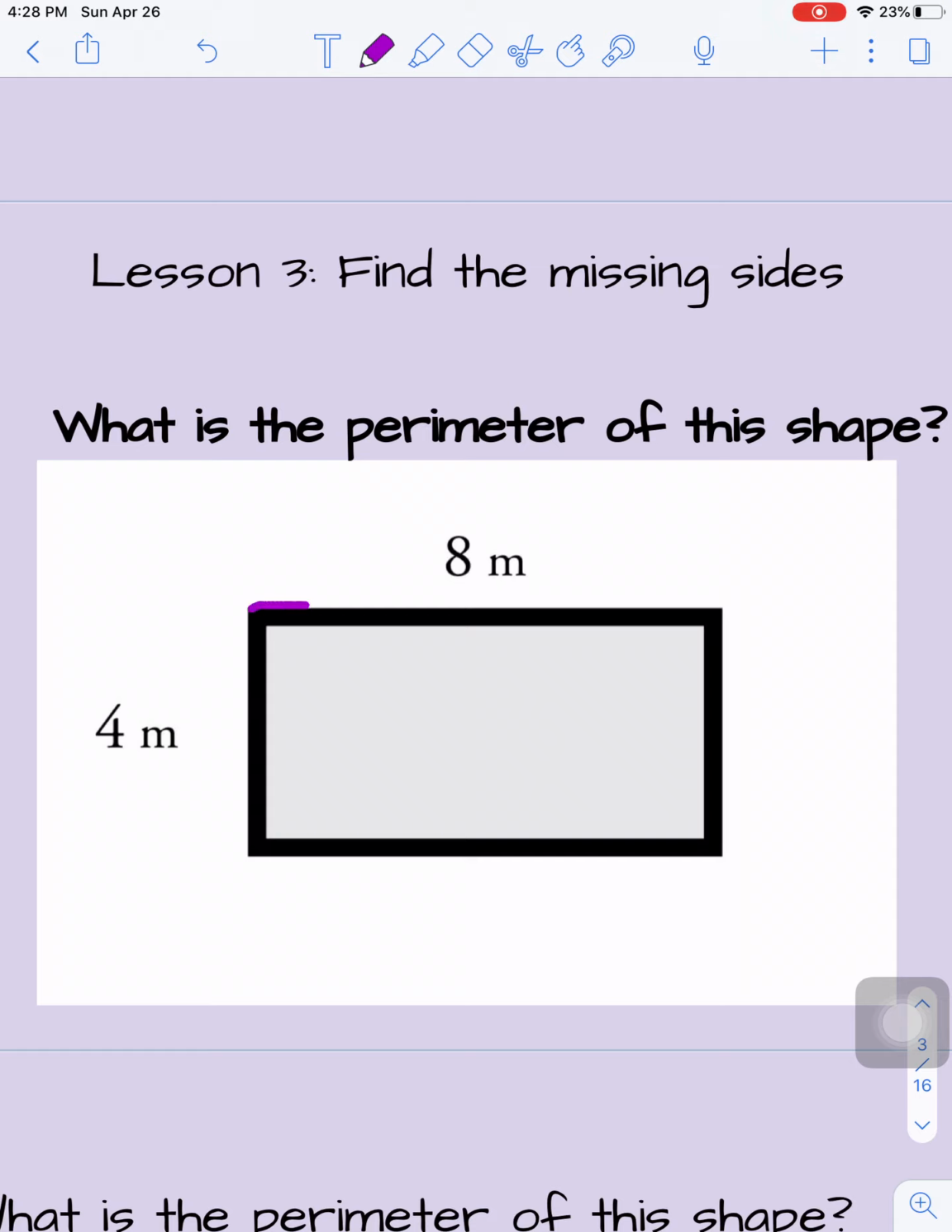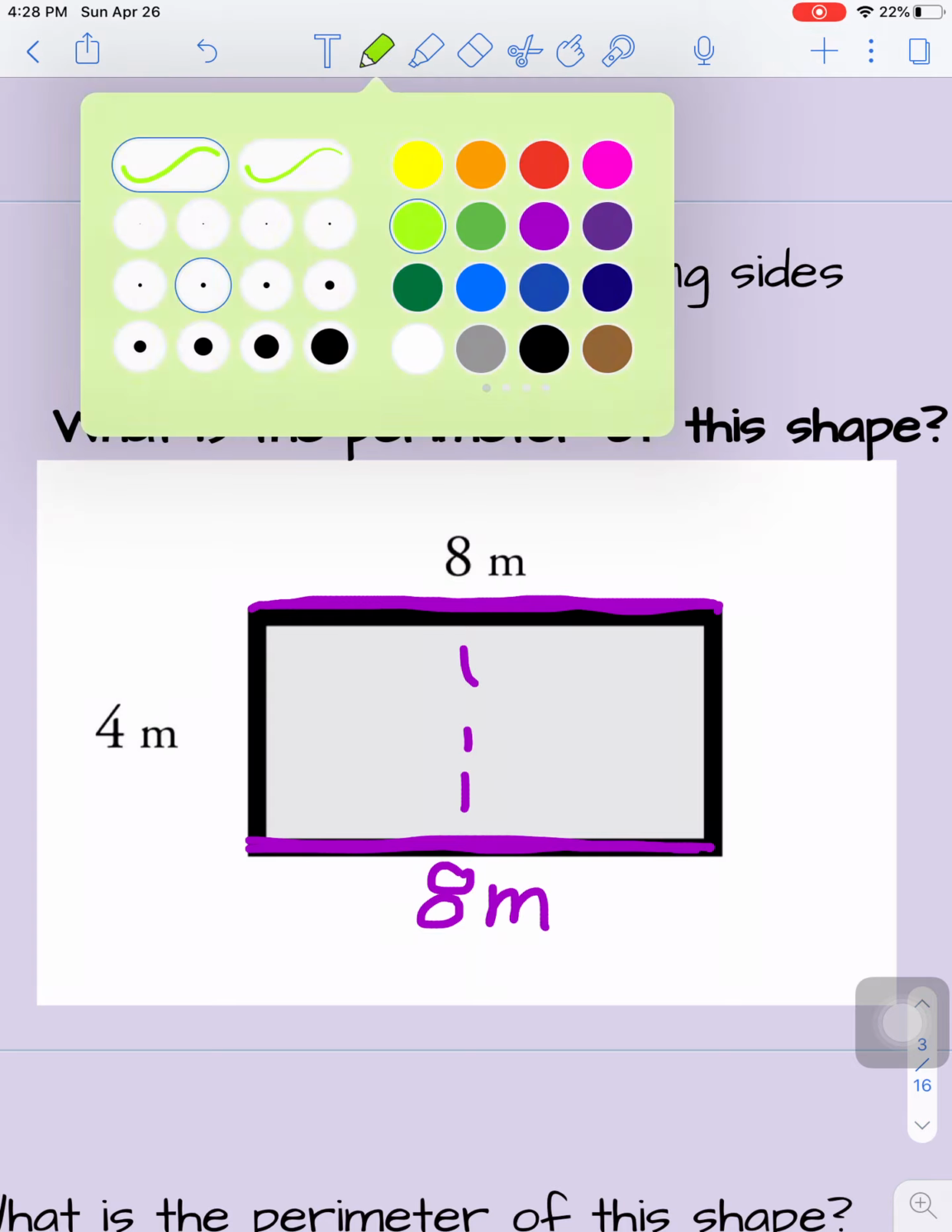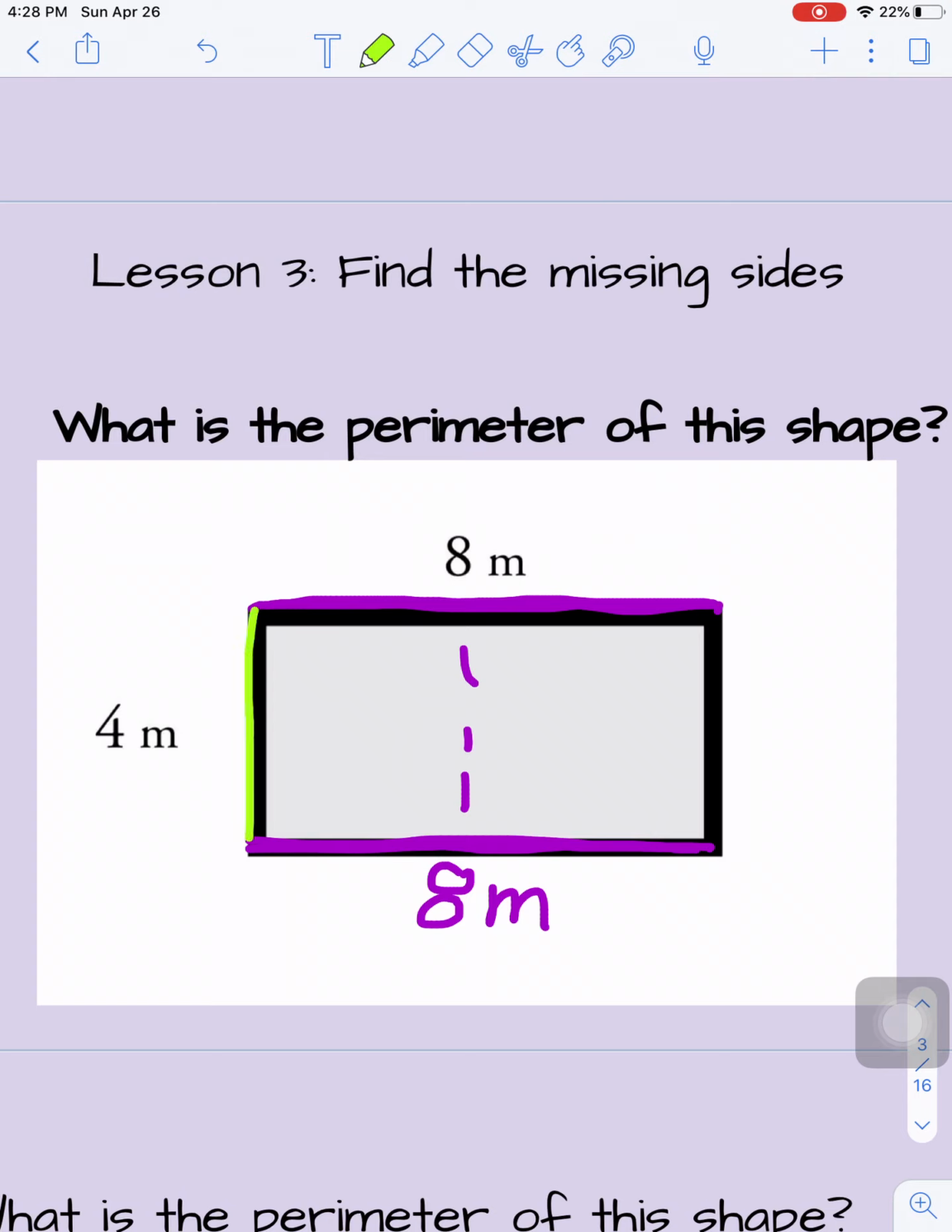So I want to point out to you the length of this side. You are given this length. It is 8 meters. Now if you look at the side that is parallel to that side, you will notice that it is the same length. So that tells us that this side is also 8 meters. Same thing for this side. We know that this side is 4 meters, but if we go over to the parallel side, that is the same length, we know that this is also 4 meters.